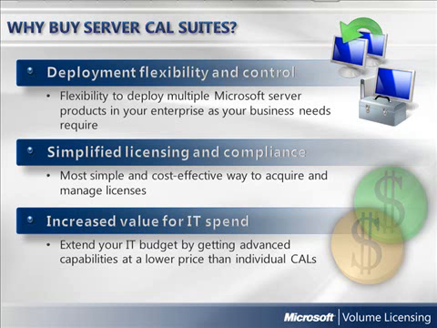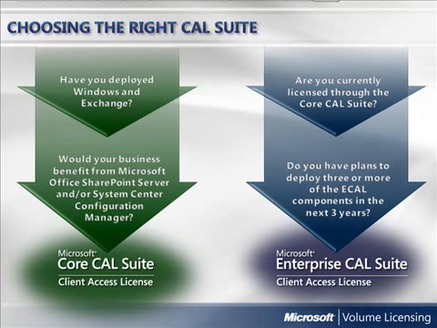There are several benefits to purchasing your CALs through a CAL suite. Let's look at how to decide which one is right for you and your business. If your organization has already deployed Windows and Exchange, and you can see how your business would benefit from Office SharePoint Server and/or System Configuration Manager, then the Core CAL suite represents a great business decision for you. You'll save money on the individual CALs, and you can deploy the technology at a time that suits the needs of your business. If your organization is currently licensed through the Core CAL suite and you have plans to deploy 3 or more of the components of the Enterprise CAL suite over the next 3 years, then the Enterprise CAL is a great investment at this time.